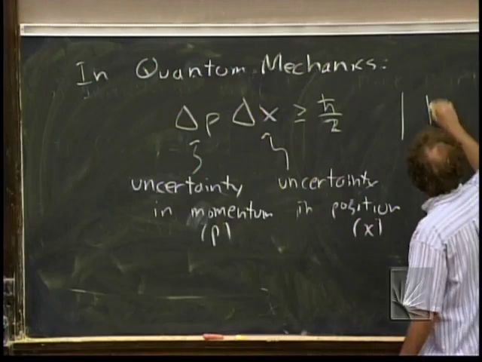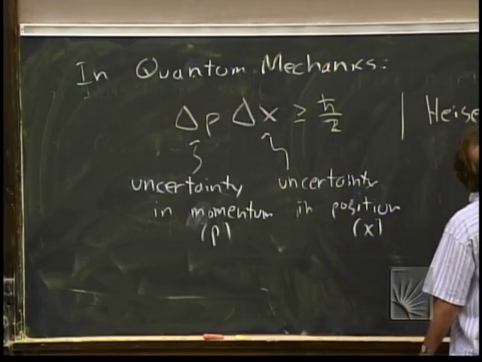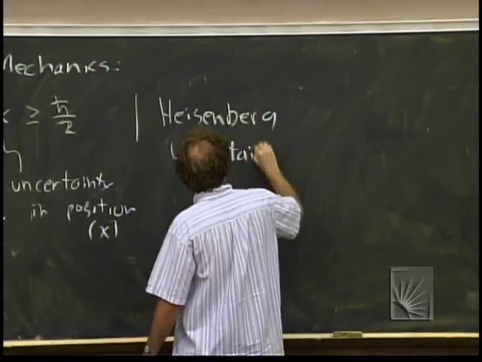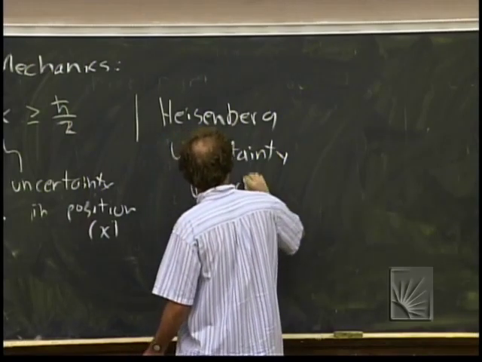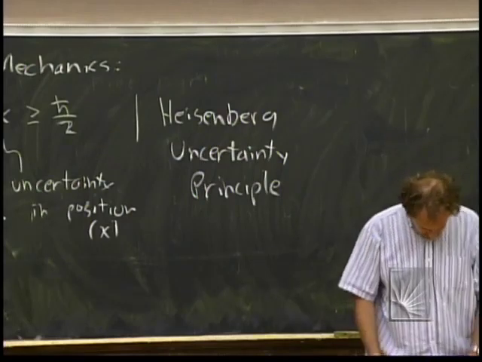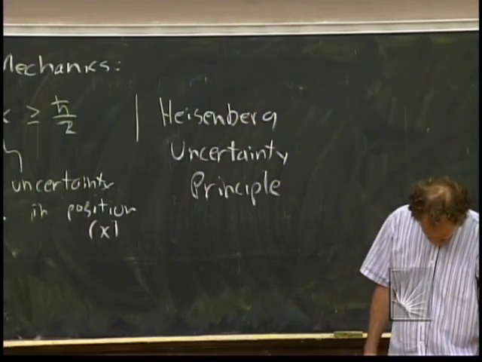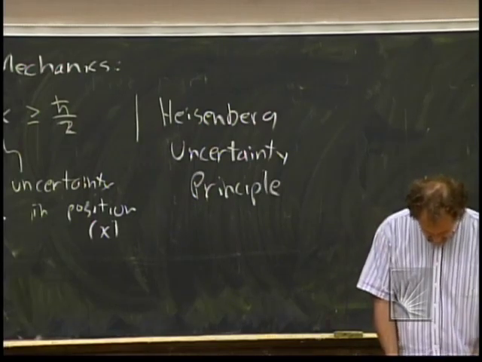This is called the Heisenberg Uncertainty Principle. It's one of the hallmarks of quantum mechanics. Okay? And there's lots of ways to talk about it.